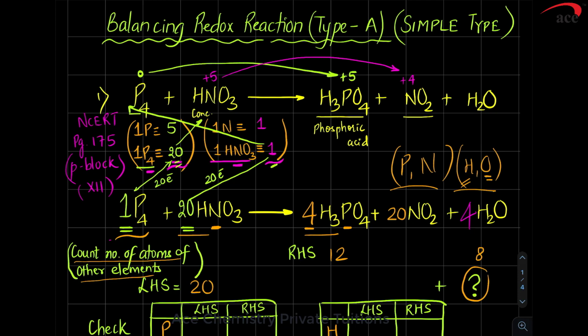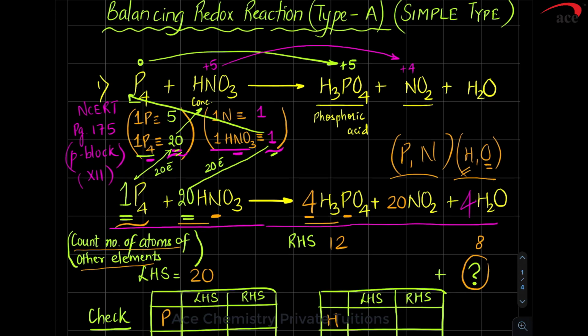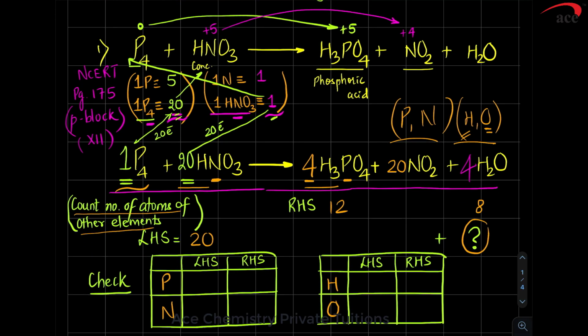Now if you check, we have got all the numbers, that means the reaction is balanced. Any balancing can be verified by checking the number on both the sides. Total number of phosphorus atoms on this side is 4. Total number of phosphorus atoms on this side is also 4. So, phosphorus on both the sides is balanced. Nitrogen on this side is 20. Nitrogen on this side is 20. So, even nitrogen is balanced.